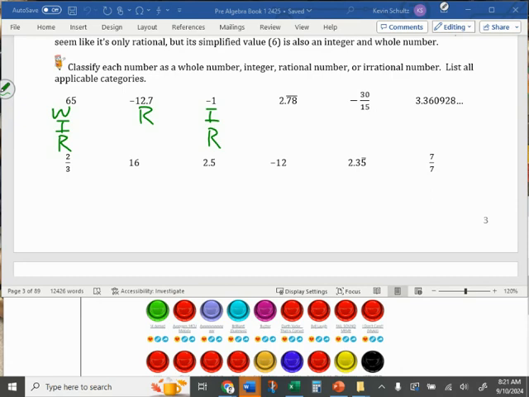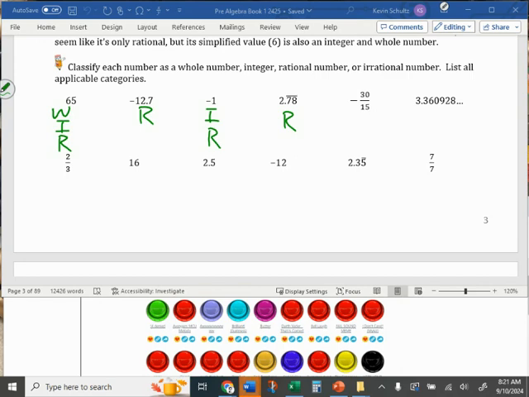Who remembers what this bar above the 7-8 means? Yeah? Means it goes on forever. 2.78, 78, 78, 78 forever. Which means what category is it under? Rational. Okay? Because it does repeat. Rationals can be decimals that do repeat. Irrational decimals do not repeat. So this is rational.